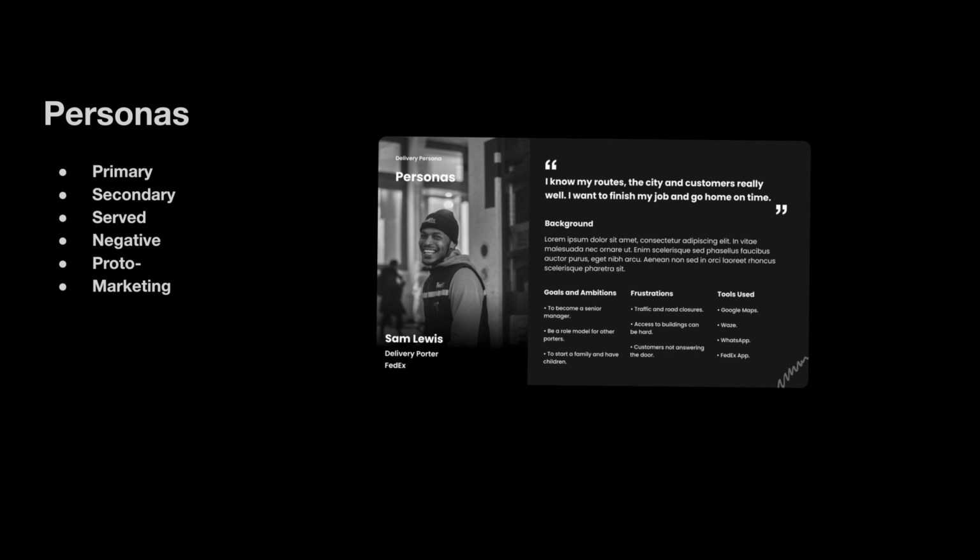The fourth is the negative persona. These are laggards in Geoffrey Moore's Chasm, published in 1992. These are people that are comfortable and they don't want to change. If your persona is happy, they're probably a negative persona. They don't need to buy anything. The proto-persona is based on ourselves as entrepreneurs at first. It's a prototype of a persona. We say, I have this problem. Am I alone? And then the 6th persona is the marketing persona.